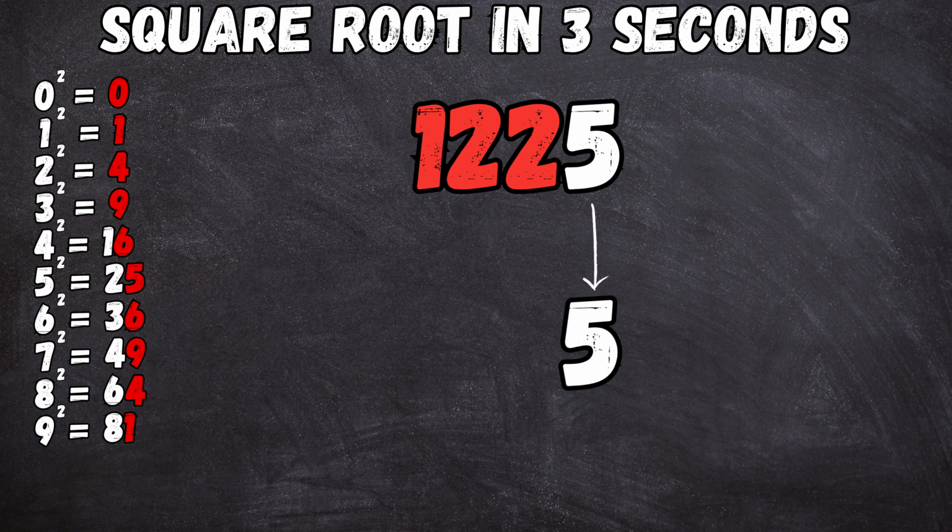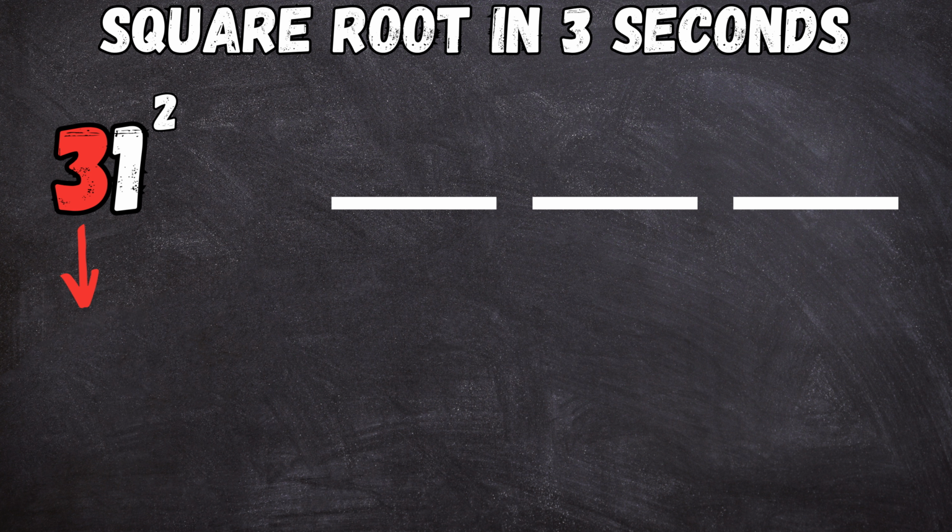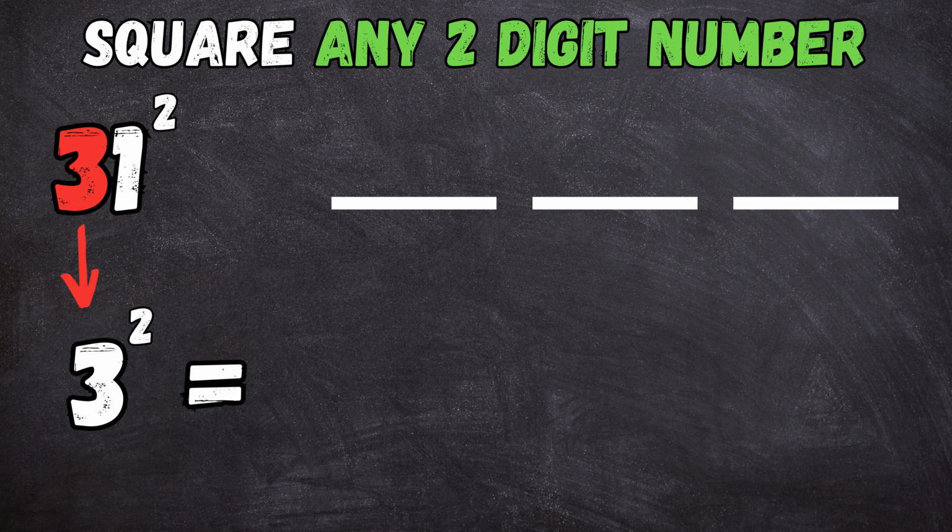Step 2. Cross out the last 2 digits of the number. That leaves us with 12. Now look for the largest perfect square less than or equal to 12. That's 9, which is 3 squared. So the first digit of our square root is 3. Put it together. 35 is the square root of 1225. Simple and quick, right? Let's level up now.